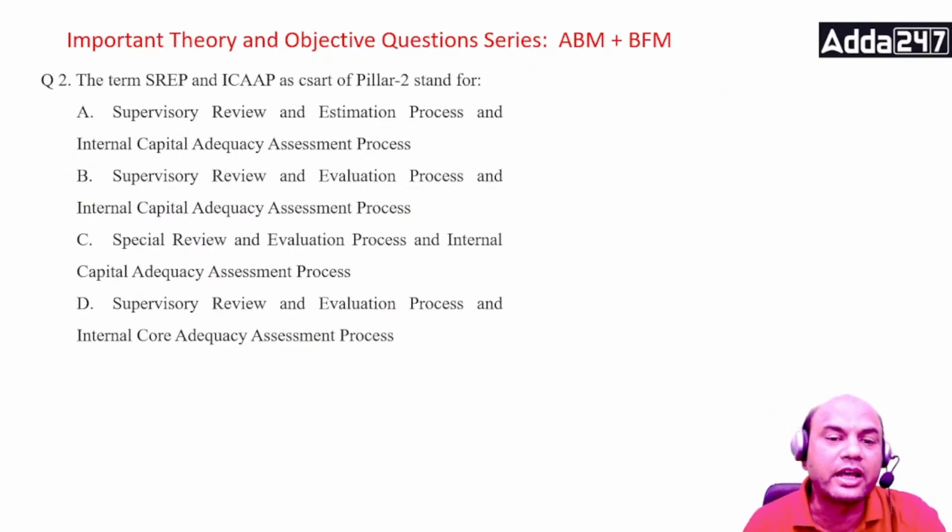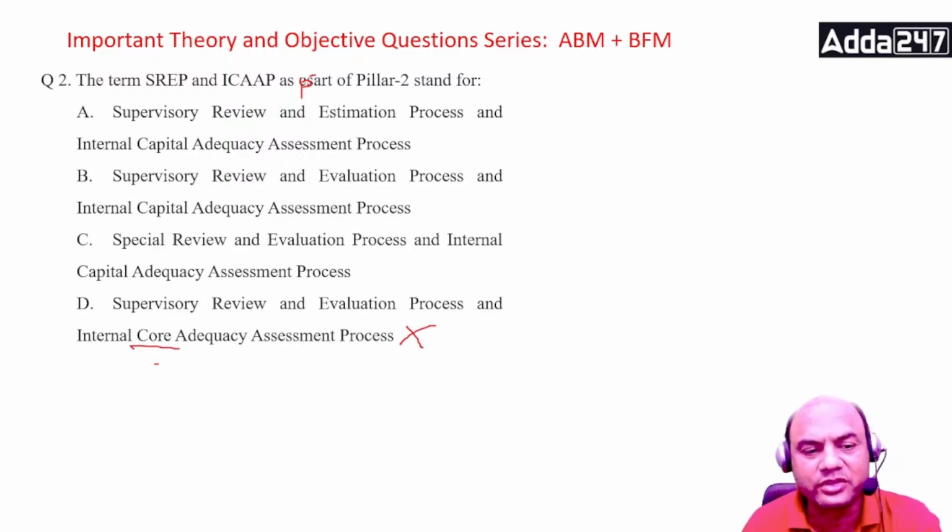The terms SREP and ICAP, as a part of pillar 2, stand for what? Supervisory review and estimation process and internal capital adequacy assessment process. Supervisory review and evaluation process and internal capital adequacy assessment. Now this is the same everywhere. Internal capital, yeah, only this is changed. So this is out. Internal core adequacy, there is nothing called core adequacy. So D is out.